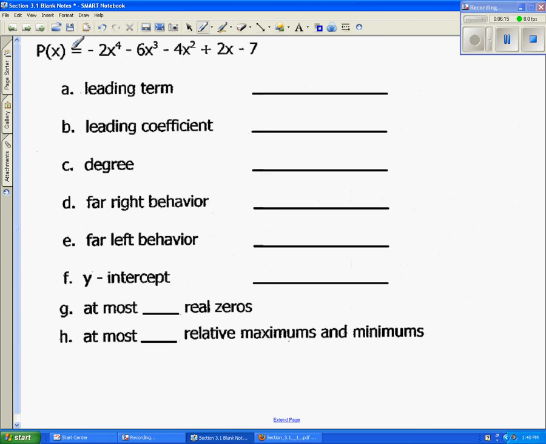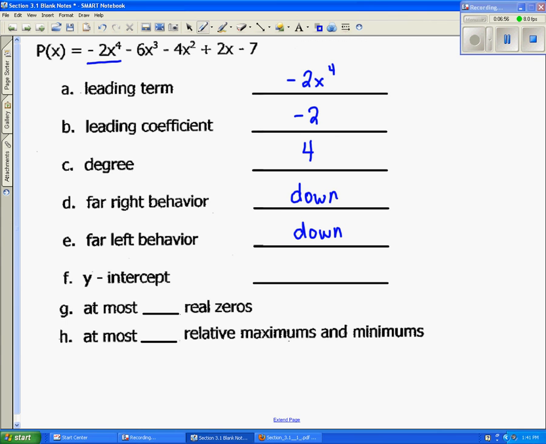Alright, I'm just going to answer some questions. They give me a long polynomial function, and I'm going to say my leading term is negative 2x to the fourth. What is my leading coefficient? That's the number in front of that. That's negative 2. My degree is the highest exponent, which is 4. That means if I look at my leading term, I say they both finish in the same direction because it's even, and it tells me it's going to finish down. My far right behavior is down, my far left behavior is down.